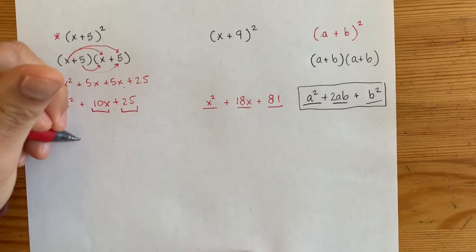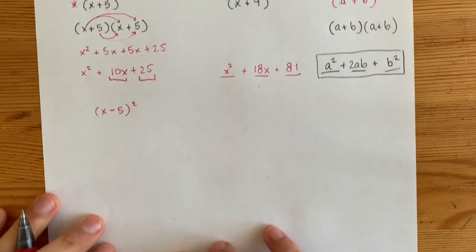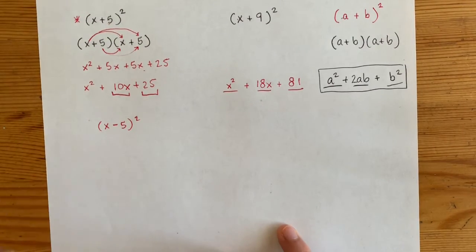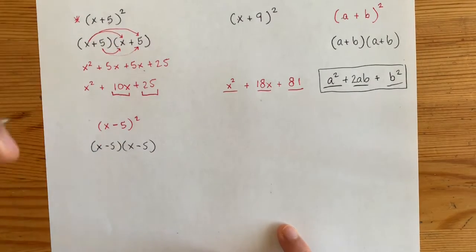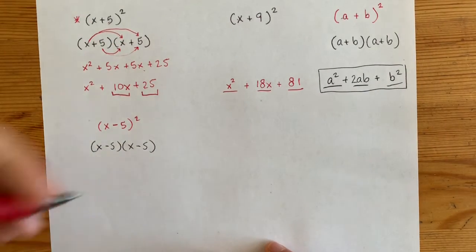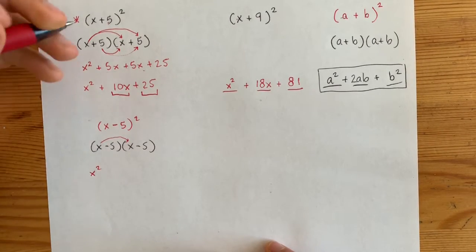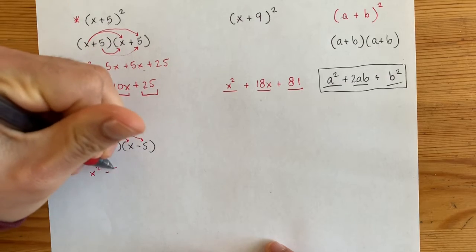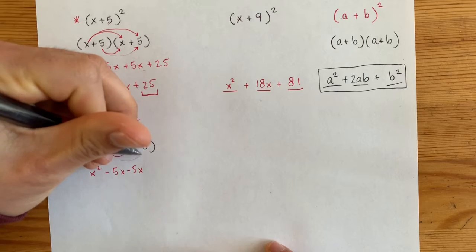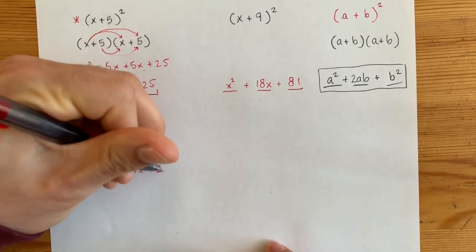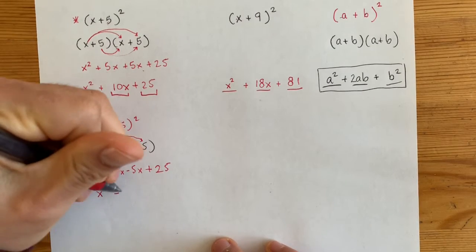What if it was x minus 5? Let's say we had to do x minus 5 squared. Well, then I would do x minus 5 times itself. And I can do FOIL with that. X first is x squared. Outer would be minus 5x. Inner would be minus 5x. And last would be plus 25, because negative times negative. I would combine the like terms.